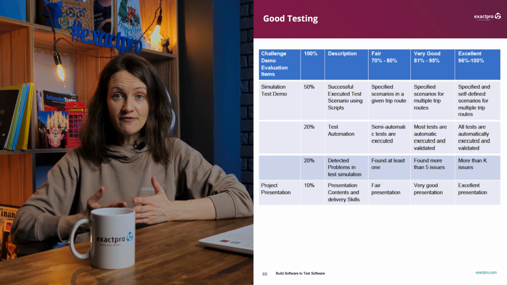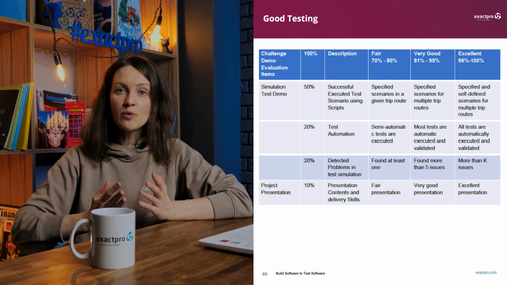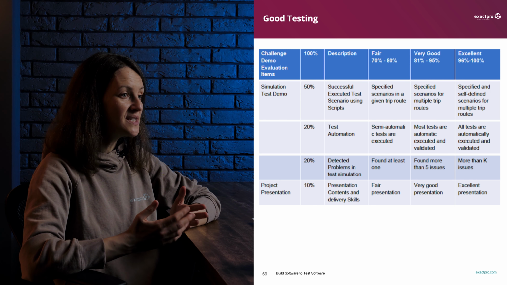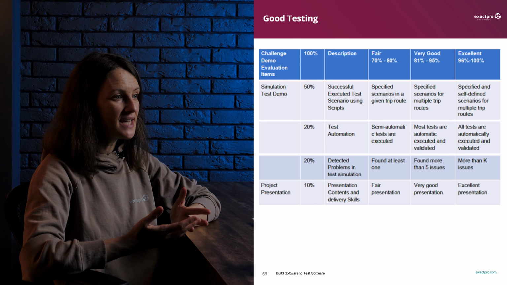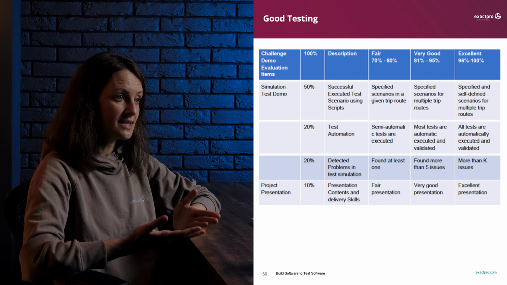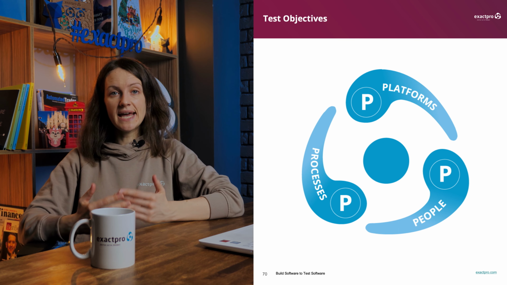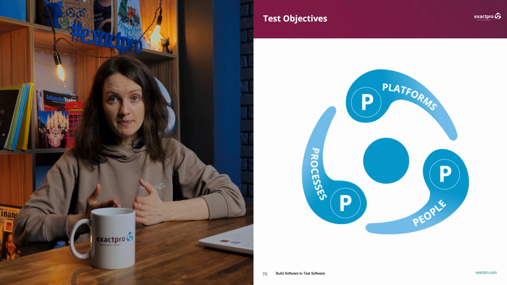So why is this table fascinating? It shows us how people evaluate the quality of testing. Of course, the numbers we see here are debatable. Everybody has their own idea of what good testing is. Let me reiterate. Testing is processes, platforms, and people. The last component is people.